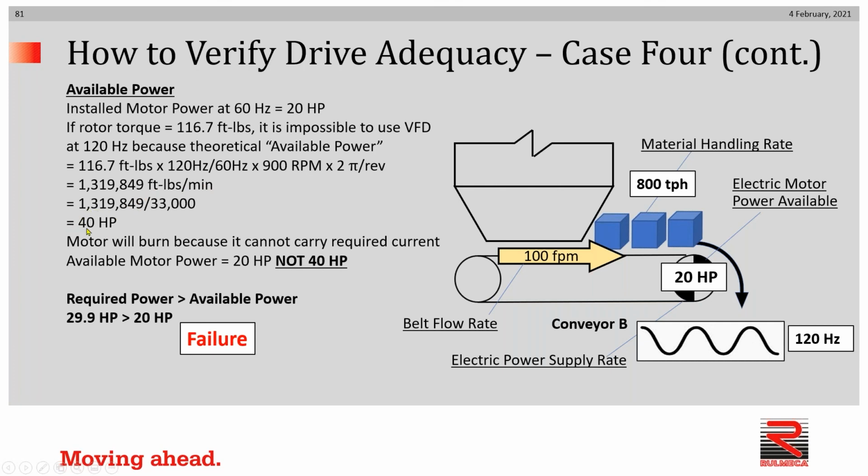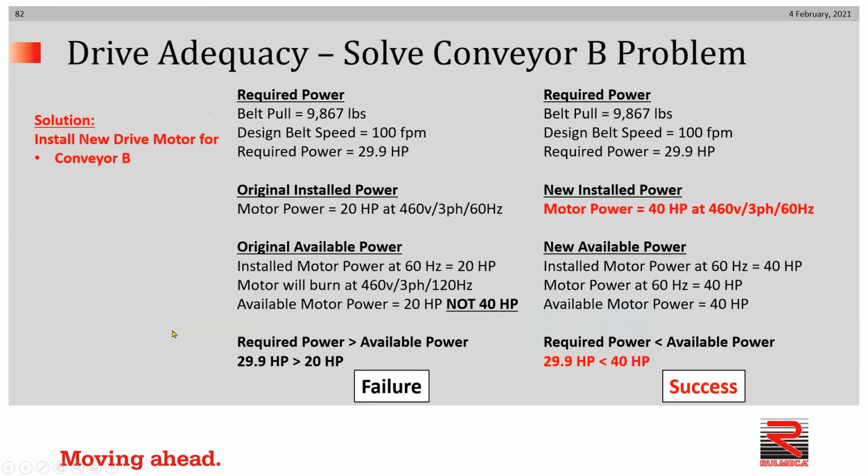That equates to 40 horsepower. As was explained previously, the motor stator will burn because it cannot carry the current required to sustain that kind of magnetic flux to turn the rotor. So we have a failure. The available power is 20 horsepower and not 40 horsepower. Since the required power of 29.9 is higher than 20, we have a failure.